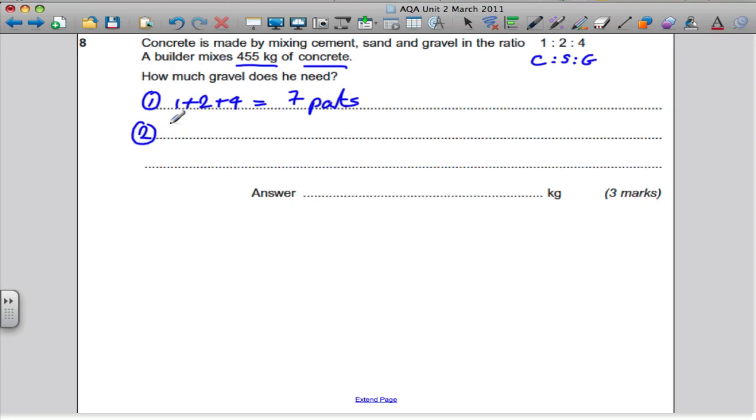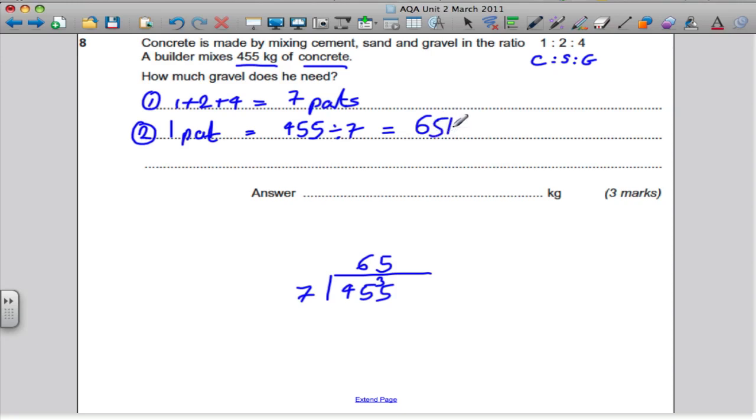How much is 1 part worth? Well, 1 part must equal 455 divided by 7. Let's do this in a separate bit of work, and do some long division. 455 divided by 7. Does 7 go into 4? No. Does 7 go into 45? Yes, it does. 6 times, because 6 times 7 is 42. That leaves us with remainder 3. Does 7 go into 35? Yes, 5 times. So 1 part must be equal to 65 kilograms.